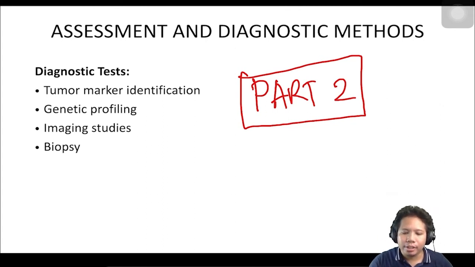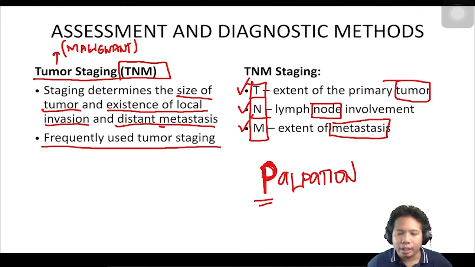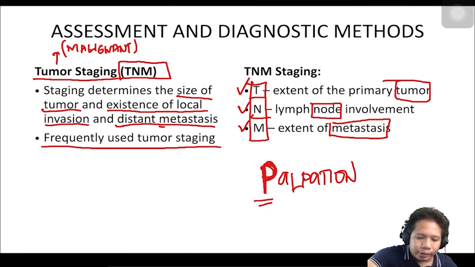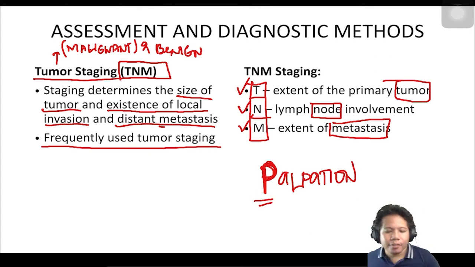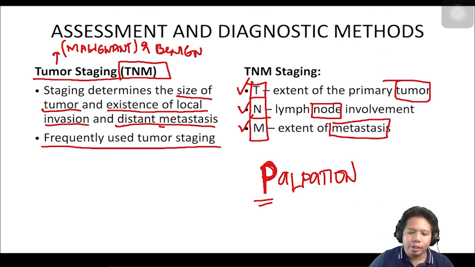Okay, so I have here the slide. I've already had notes here in advance to save time. Let me just add some notes. Okay, so we have here the tumor staging system. It involves assessment for both benign and malignant tumors. It's more of describing the extent, location, and area of invasion of the cancer cells, or the abnormal cells.